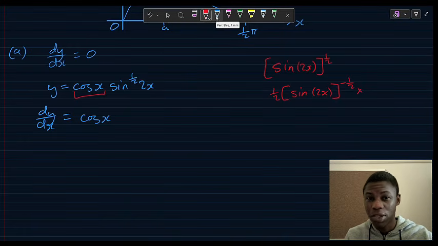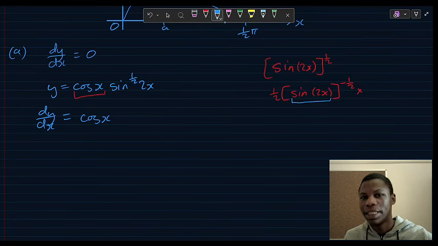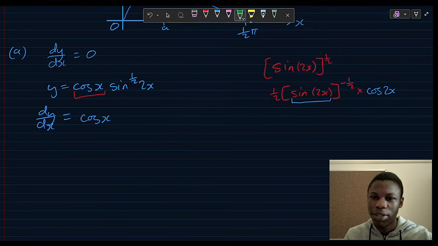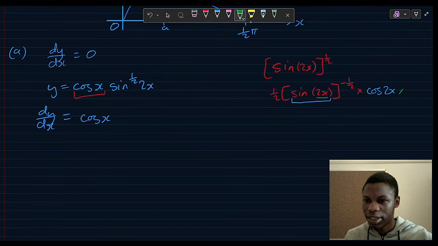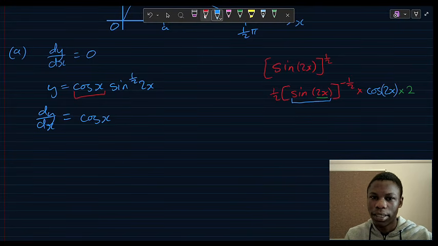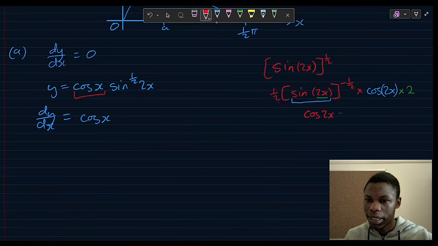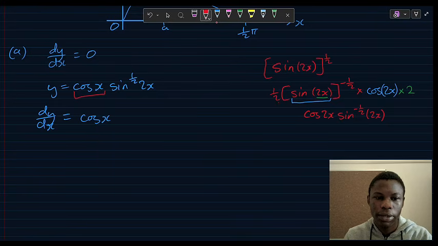Multiplied by, there's two inner functions here, so be careful. Multiplied by this inner function, so sine, what do you get when you differentiate sine? You get cosine of 2x. Multiplied by, there's another inner function, which is the 2x. What do you get when you differentiate 2x? You get a 2. Okay, probably put brackets here. And so if we simplify this, we've got a half multiplying the 2, so that would cancel out. And so you end up with cosine of 2x multiplying sine to the negative half of 2x. Okay, so that's our result there.